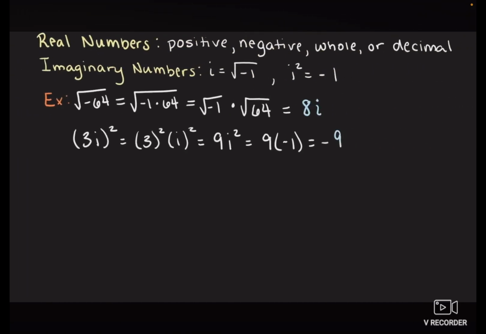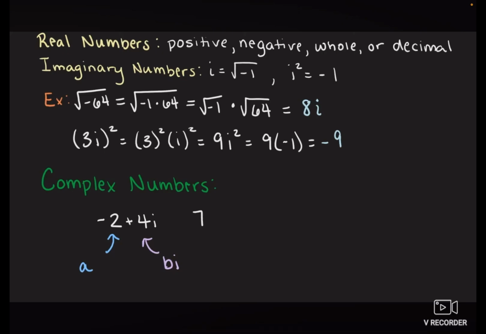Another example, (3i) the whole squared is equal to 3 squared times i squared. 3 squared is 9 and i squared is minus 1. Hence the answer is minus 9. Complex numbers are those numbers in the form of a plus bi. Examples of complex numbers are minus 2 plus 4i, 7 minus 3i, 12 plus 6i.